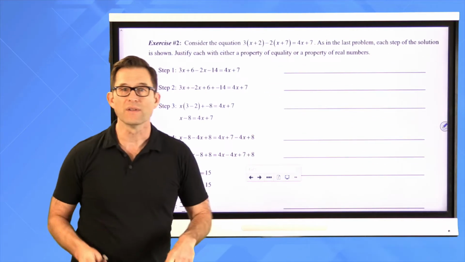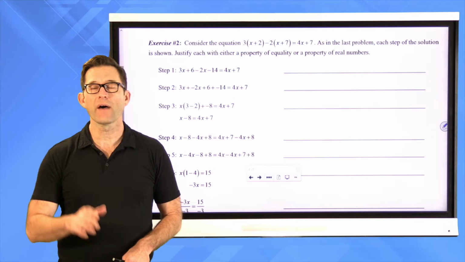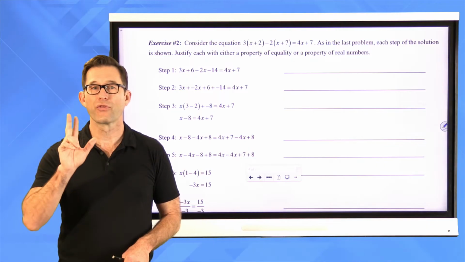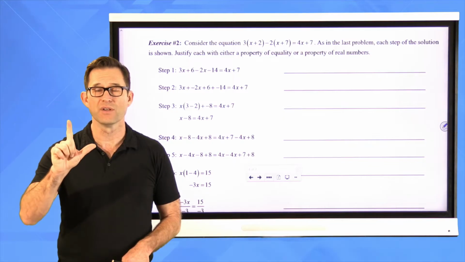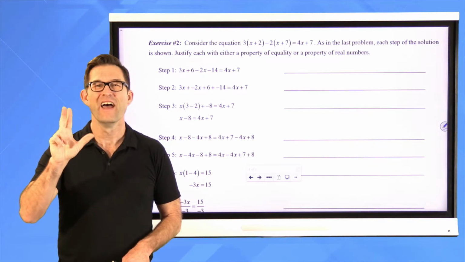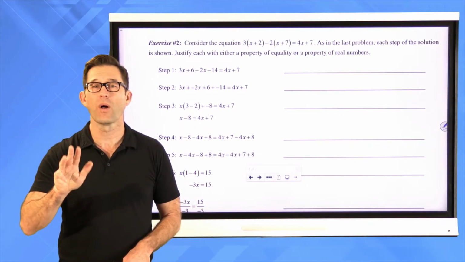Okay, so let's take a look at exercise number 2. Consider the equation 3 times x plus 2 minus 2 times x plus 7 equals 4x plus 7. As in the last problem, each step of the solution is shown. Justify each with either a property of equality or a property of real numbers. All right, so you have 5 things you're working with here. The 3 properties of real numbers, those are the commutative and associative properties of addition and multiplication. That's actually 2 of the 3. The distributive property. Then you've got the 2 properties of equality, the addition property of equality, and the multiplication property of equality.